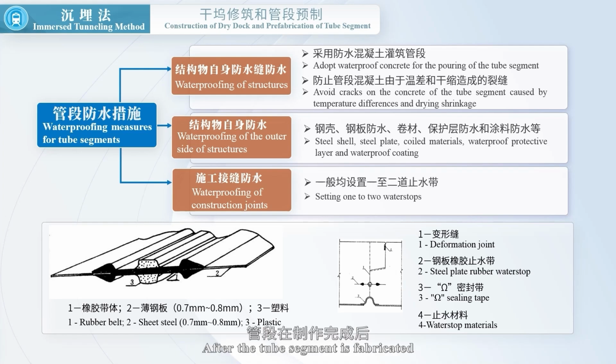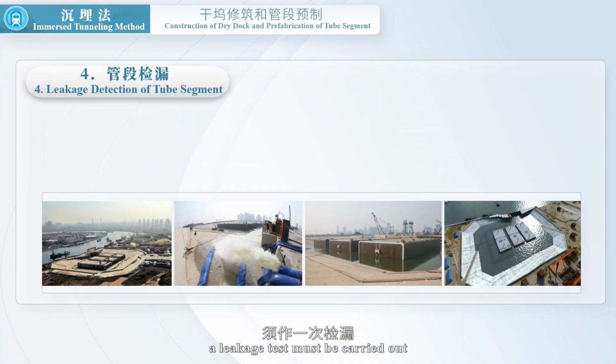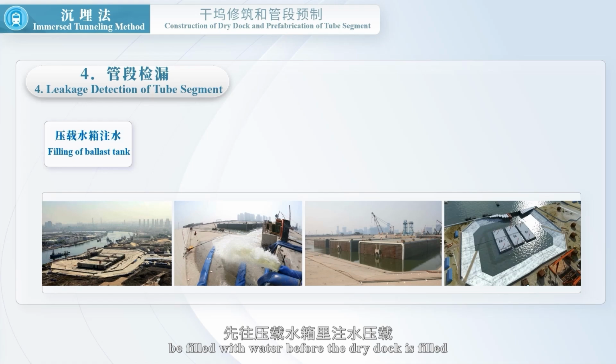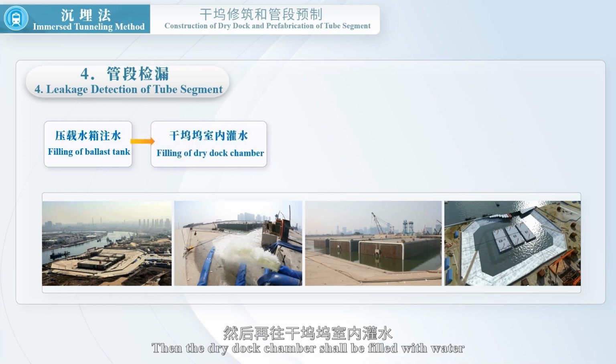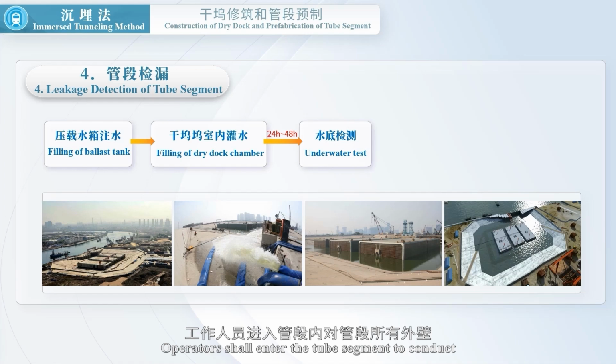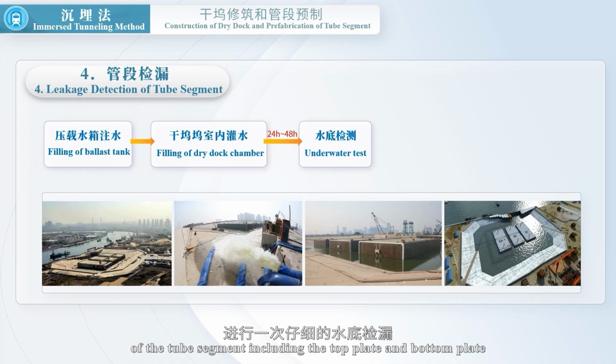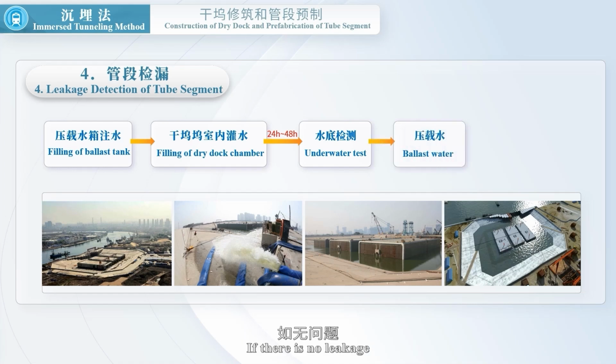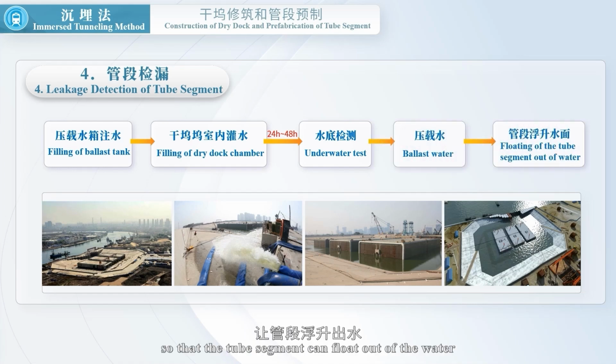After the tube segment is fabricated, a leakage test must be carried out. Generally, the ballast tank shall be filled with water before the dry dock is filled. Then the dry dock chamber shall be filled with water. When 24 to 48 hours have passed after the filling, operators shall enter the tube segment to conduct a careful underwater leakage test on all outer walls of the tube segment, including the top plate and bottom plate. If there is no leakage, the ballast water can be discharged so that the tube segment can float out of the water. If there is any leakage, it can be repaired after the dock chamber is drained.